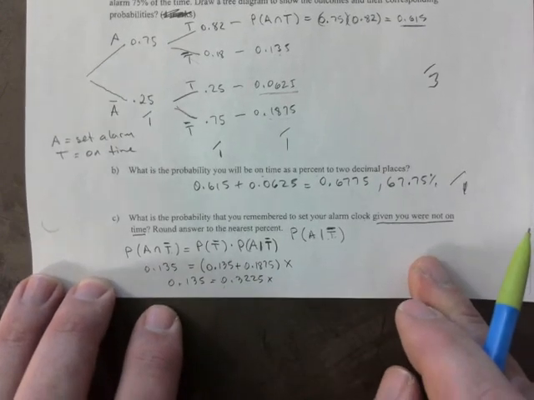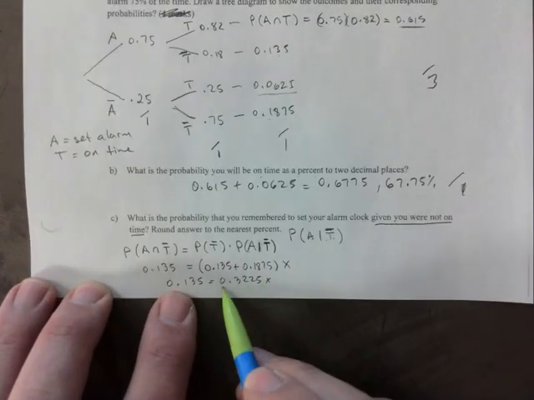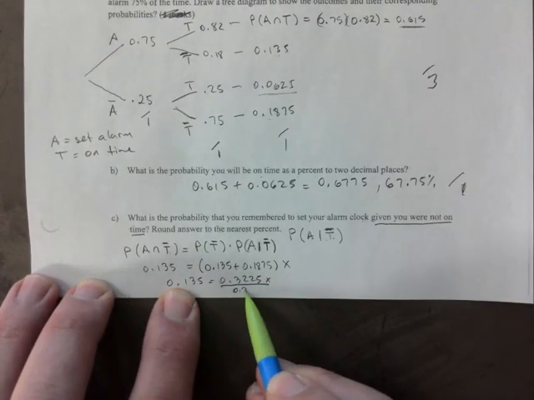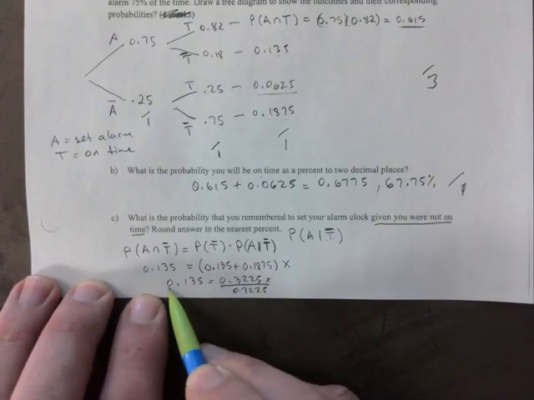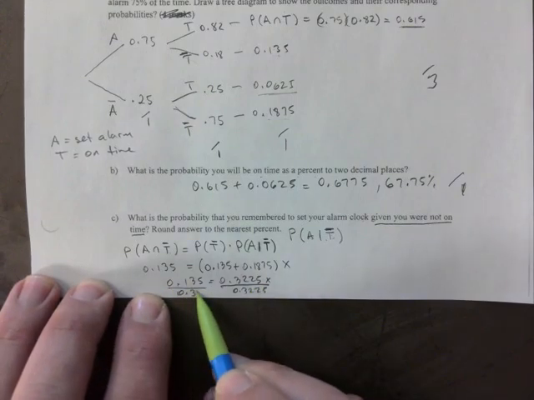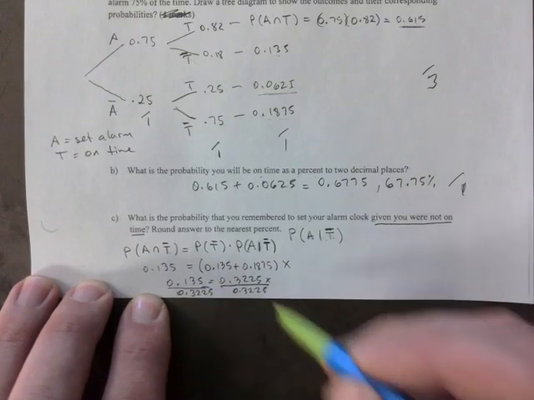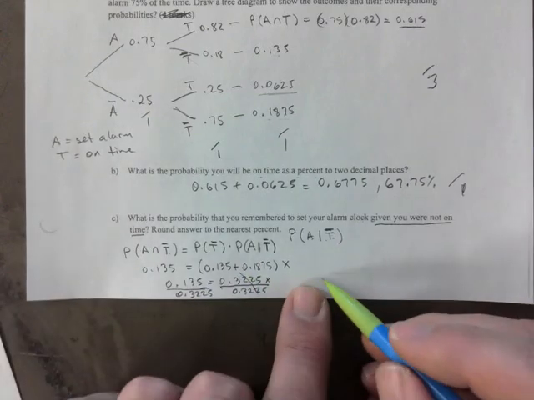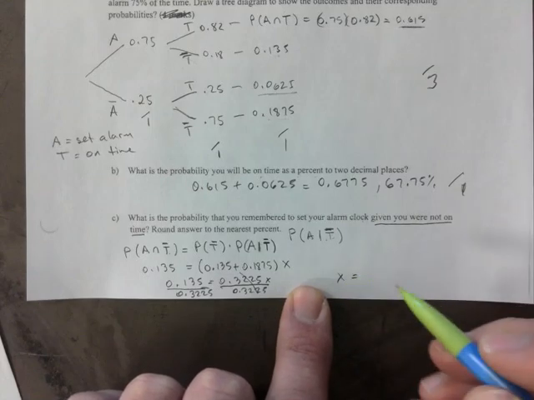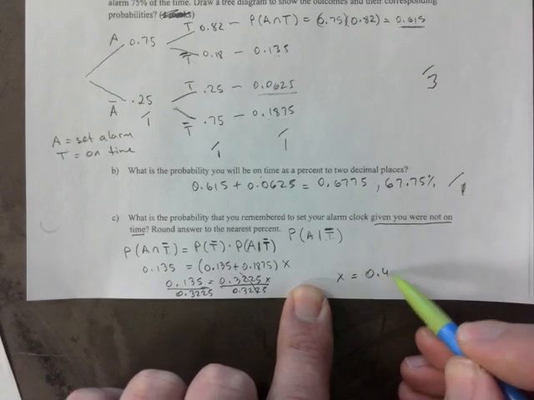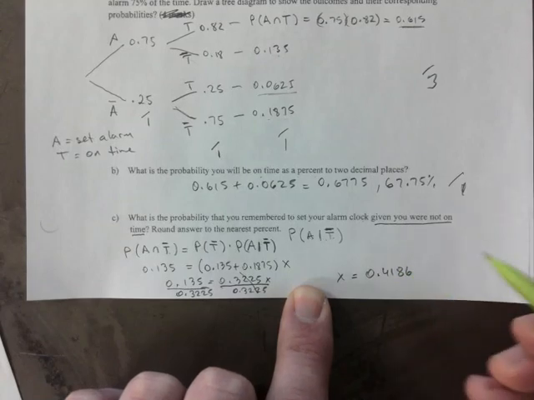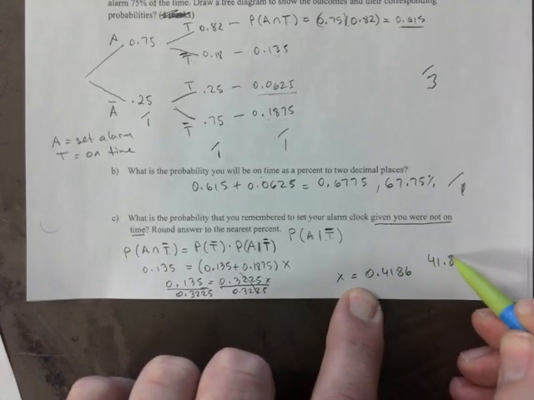Can you see that still? I hope so. So we divide both sides by 0.3225. Cancel that out. And x ends up being 0.4186, which is 41.86%.